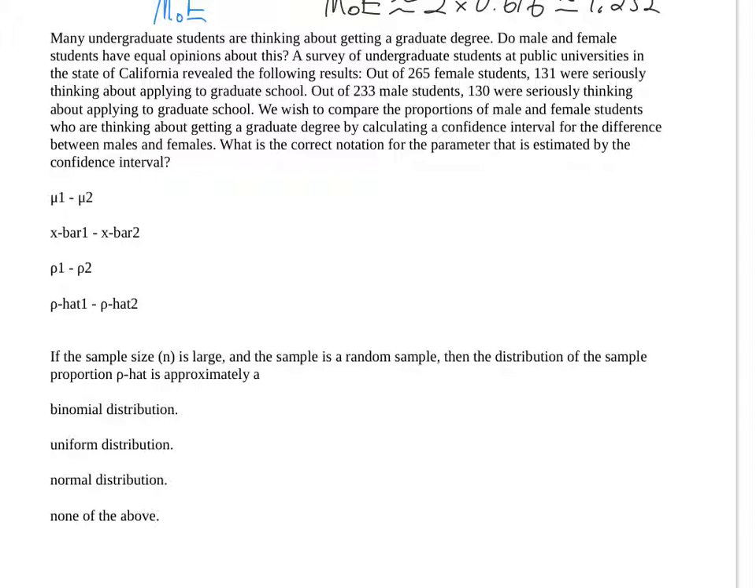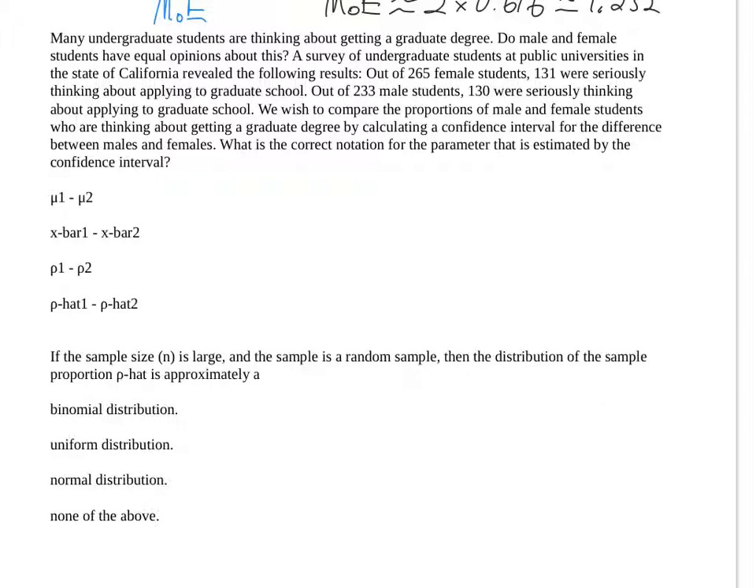We wish to compare the proportions of male and female students who are thinking about getting a graduate degree by calculating a confidence interval for the difference between males and females. What is the correct notation for the parameter that is estimated by the confidence interval? Let's pay attention to the actual question, that final line there. What is the correct notation for the parameter that is estimated by the confidence interval?